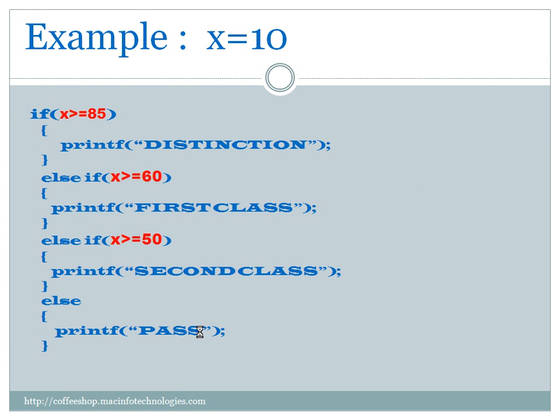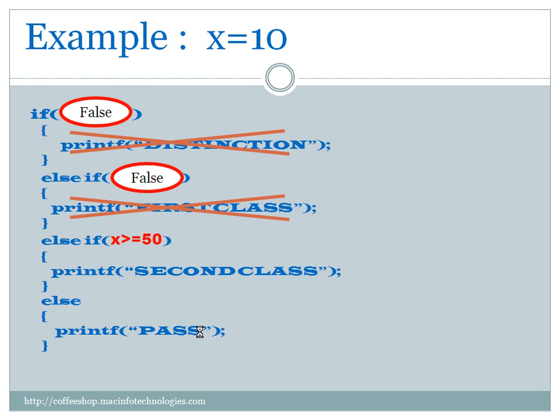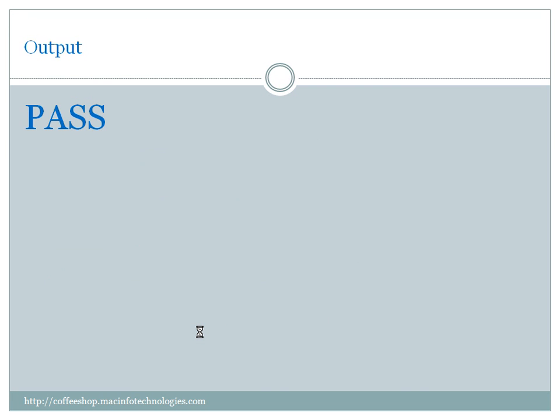We'll see example 3. Now the x value is 10. So first condition, 10 greater than or equal to 85 is false and will not be printed. And next, 10 greater than or equal to 60. This condition is also false and it will not be printed. And again, x greater than 50, that's 10 greater than 50, is also false and the block will not be executed. And now none of the conditions is true, so the else block will definitely be executed. We get the output as pass.